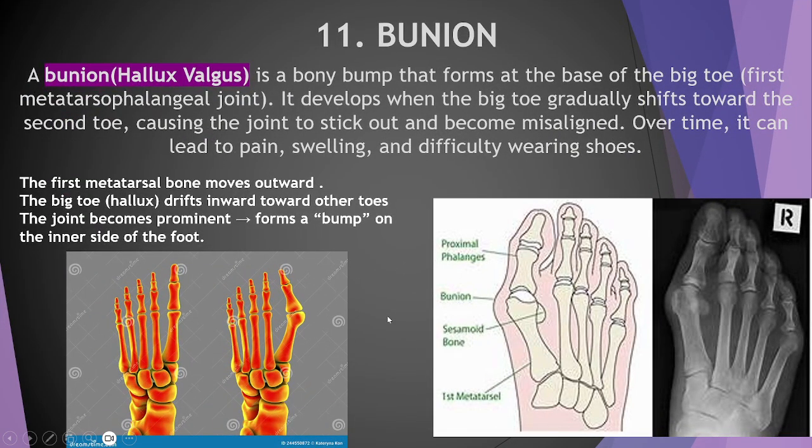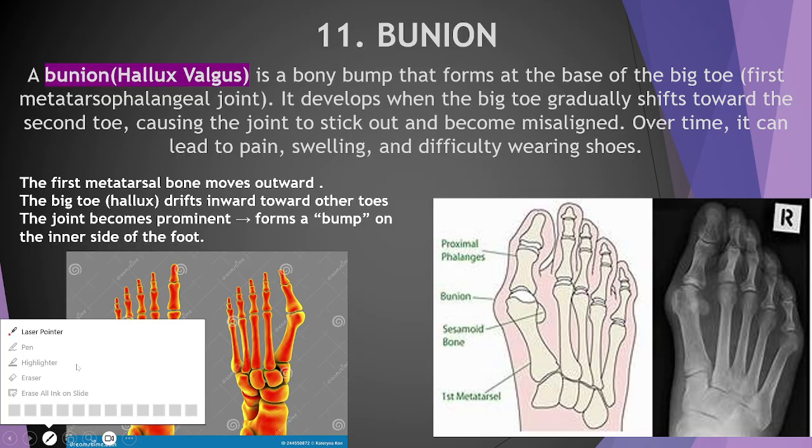Okay, so first of all, let's understand what a bunion is. A bunion is a condition. It is a bony bump that develops at the base of the big toe due to the misalignment of the joint, and it can lead to pain, swelling and difficulty in walking.